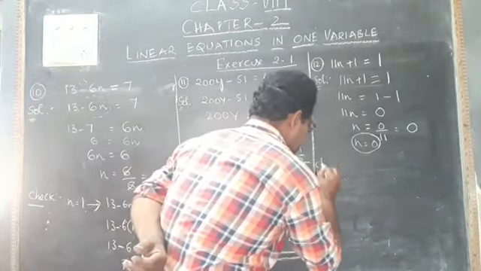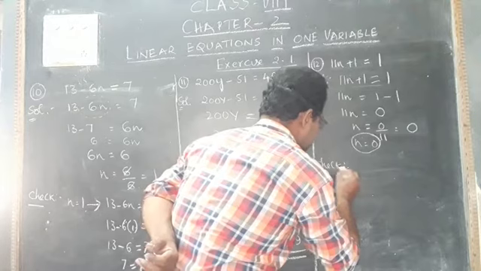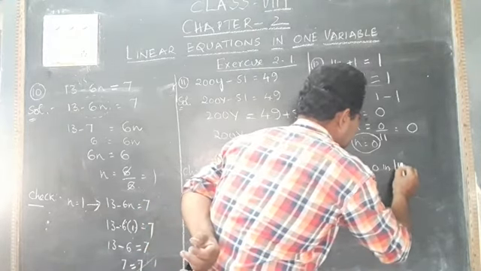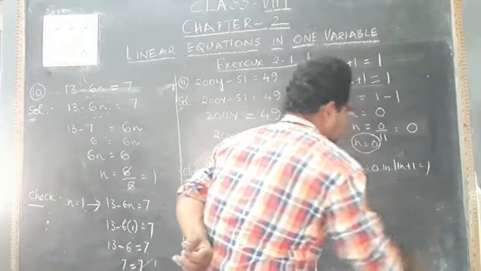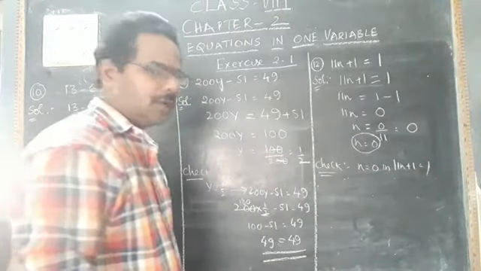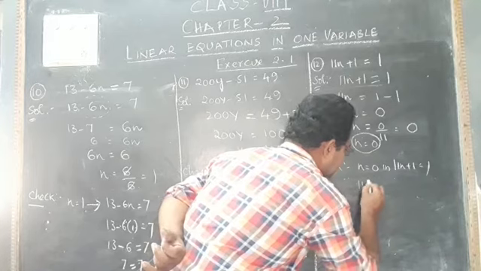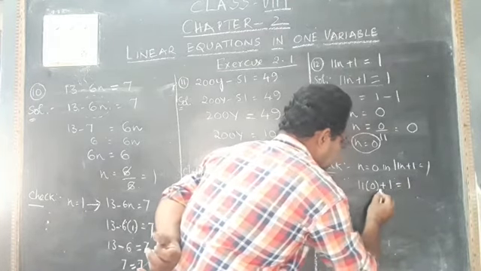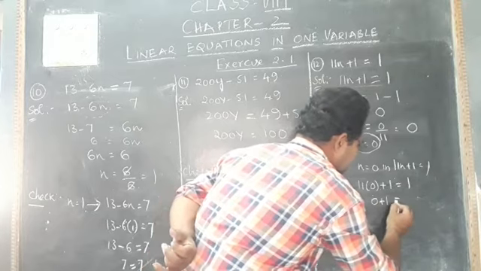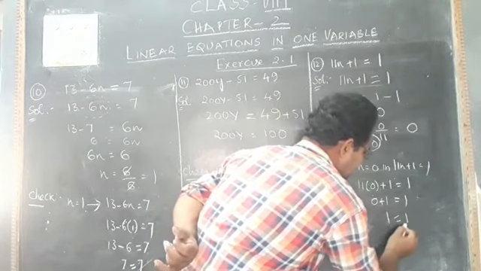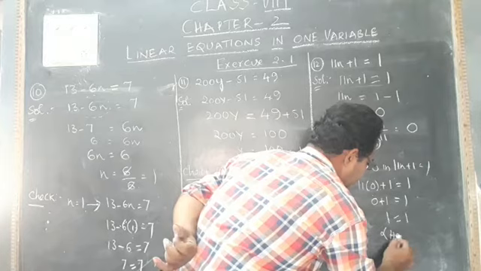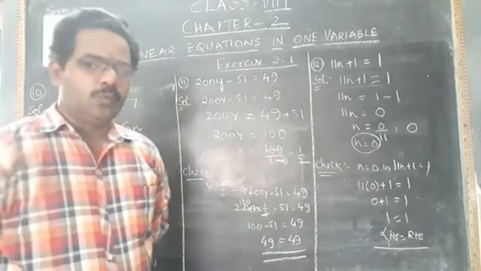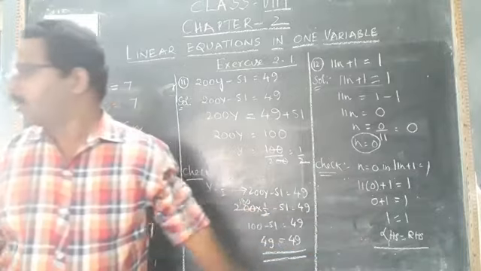Now we have to check. How to check? Substitute n is equal to 0 in 11n plus 1 is equal to 1. Okay. 11 into 0 plus 1 is equal to 1. 11 times 0 is 0, plus 1 is equal to 1. Means 1 is equal to 1. So left hand side is equal to right hand side. So it is true for the given value.